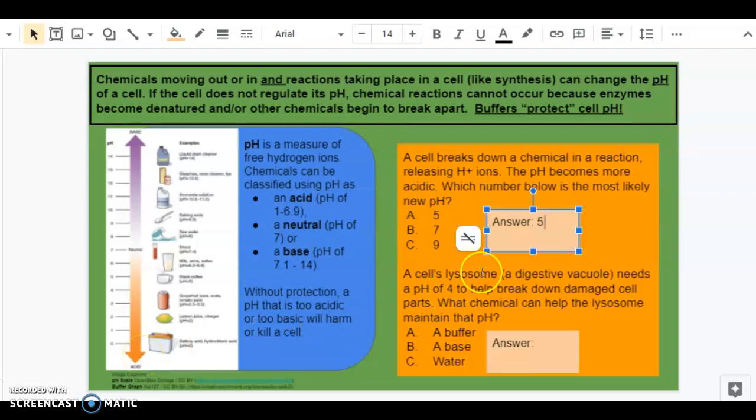A cell's lysosome, which is a digestive vacuole, needs a pH of 4 to help break down damaged cell parts. That's where its homeostasis is, a pH of 4. What chemical can help the lysosome maintain that pH? It is the chemical that helps any area maintain specific pH. It is a group of chemicals called buffers. Buffers work by helping to protect a specific pH for the cell.